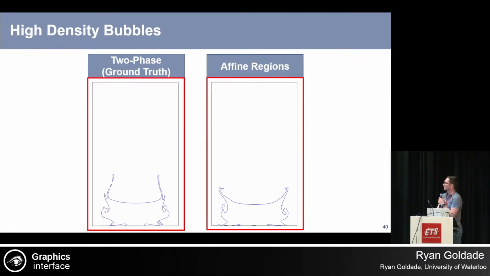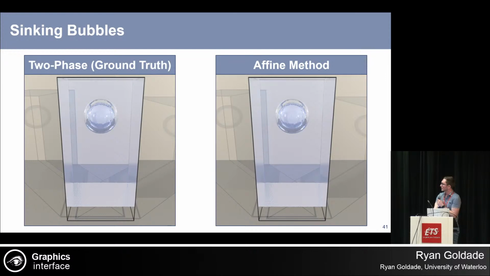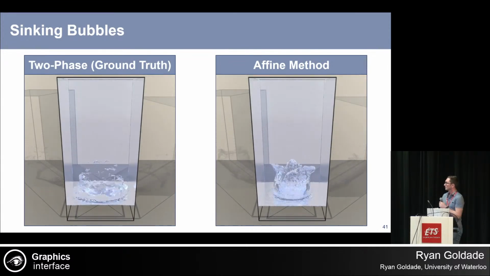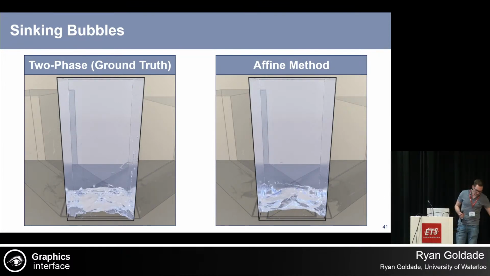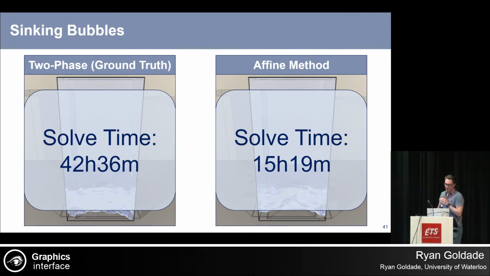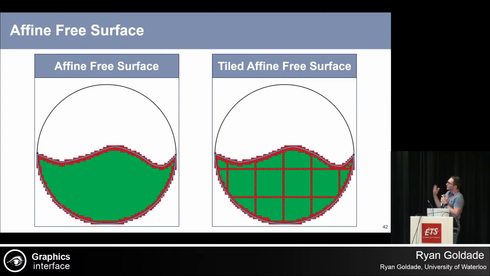And for higher density bubbles, we can also get the bubbles to sink with the affine method. And this extends to the 3D case as well. And using the affine method, we get a significant performance improvement over a full two-phase solve, which ends up being almost 3 times faster. And then we said, okay, well, that's pretty cool for bubbles, but could we just do this for free surfaces? I mean, there's no reason why not.